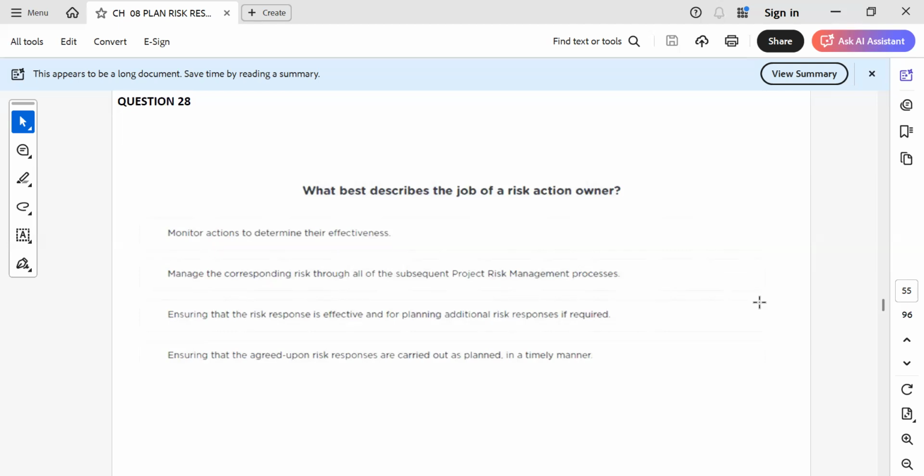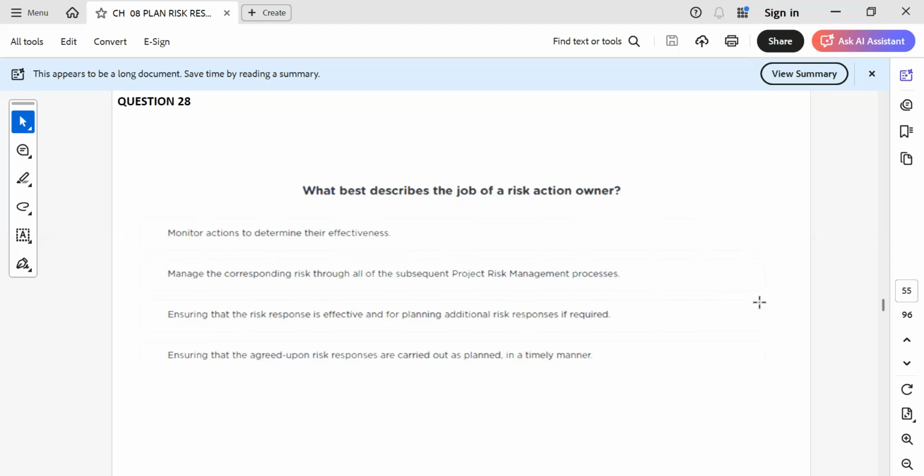What best describes the job of a risk action owner? Monitor actions to determine their effectiveness. Manage the corresponding risk through all of the subsequent project risk management processes, ensuring that the risk response is effective, and planning additional risk responses if required, ensuring that the agreed upon risk responses are carried out as planned in a timely manner. So option D is also a good option, correct? Because what is his primary role?